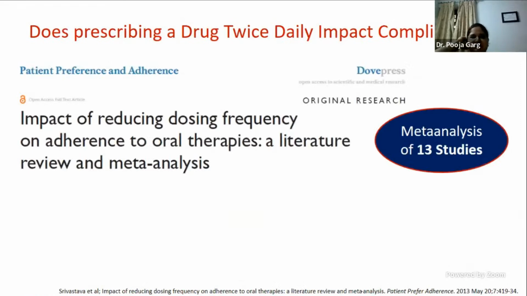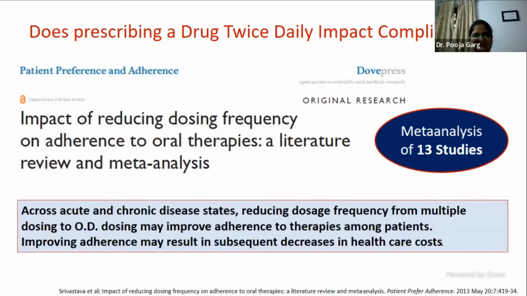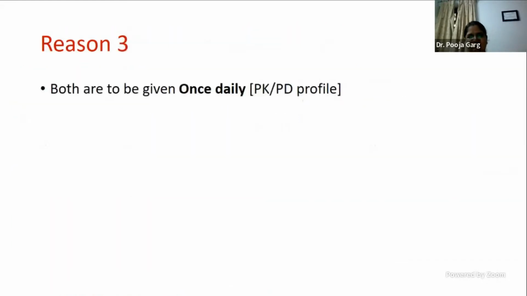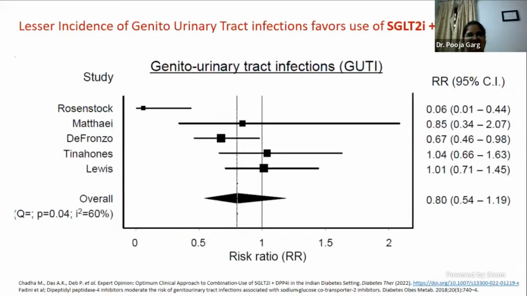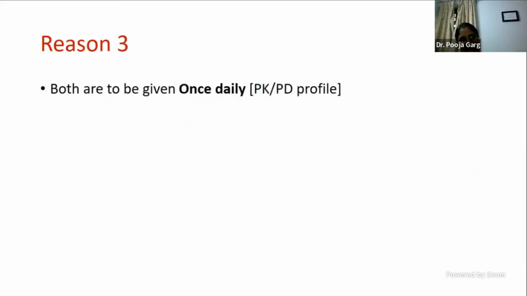So does prescribing a drug twice daily actually impact compliance? Of course it does. A meta-analysis of 13 studies has clearly shown the impact of reducing dosing frequency on adherence to oral therapies. Our literature has also shown, and meta-analyses have also shown, that if we prescribe once daily dosing to our patient, there's increased adherence to therapies and therefore improved compliance, and adherence may subsequently decrease healthcare cost as well as improve outcomes in the patients. And the third reason is that both are to be given once daily according to the PK/PD profile, and therefore this improves compliance, adherence, and treatment outcome.